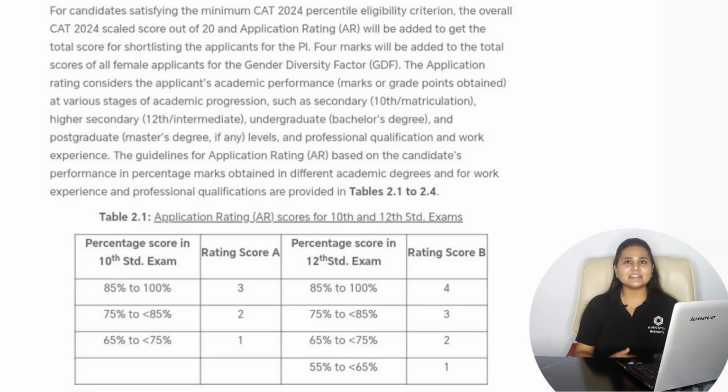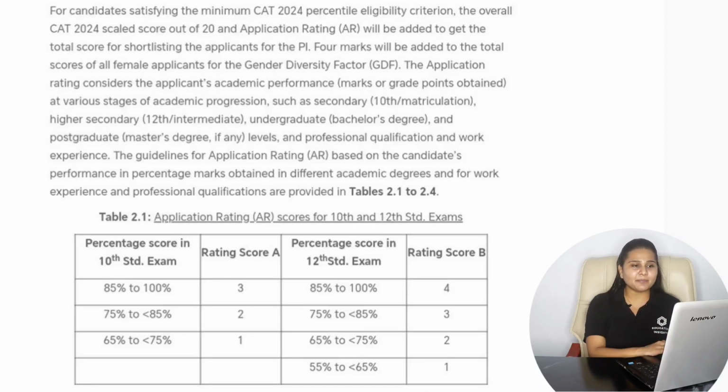So if we consider the application rating score, on the basis of your 10th and 12th there is a rating score given. If your marks in class 10 range between 85 to 100%, there are 3 rating points. If it is between 75 to 85%, there are 2 points. If it is between 65 to 75%, there is 1 point for class 10.